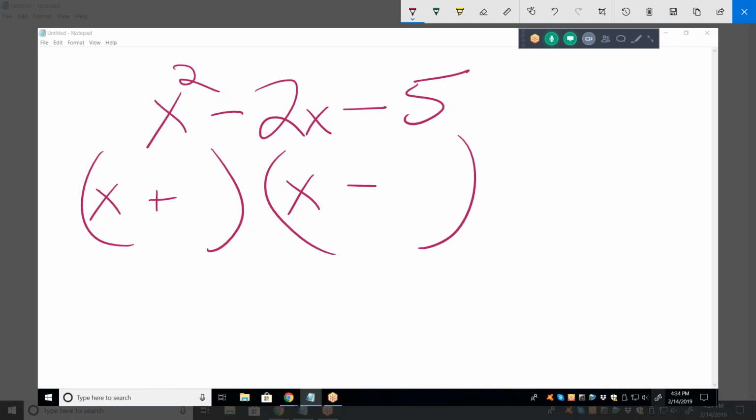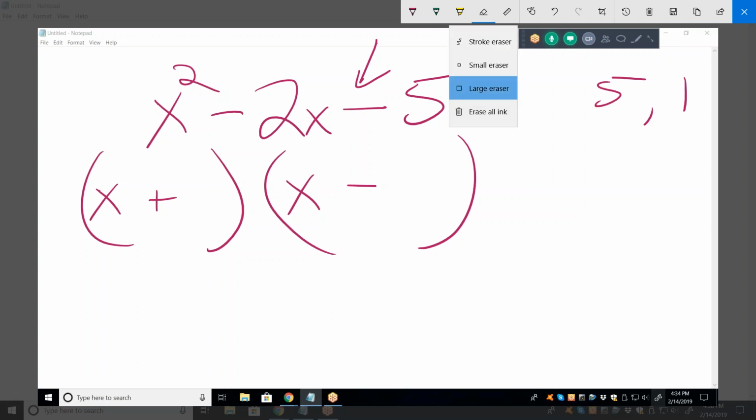Okay, so factors of 5 that add or subtract to negative 2. It's not add or subtract. It's definitely subtract to 2. Always. In other words, if that's a negative sign, then they have to subtract. If that's a positive sign, they have to add. Well, here are my factors of 5. Do they subtract to 2? No. So now what do I do?